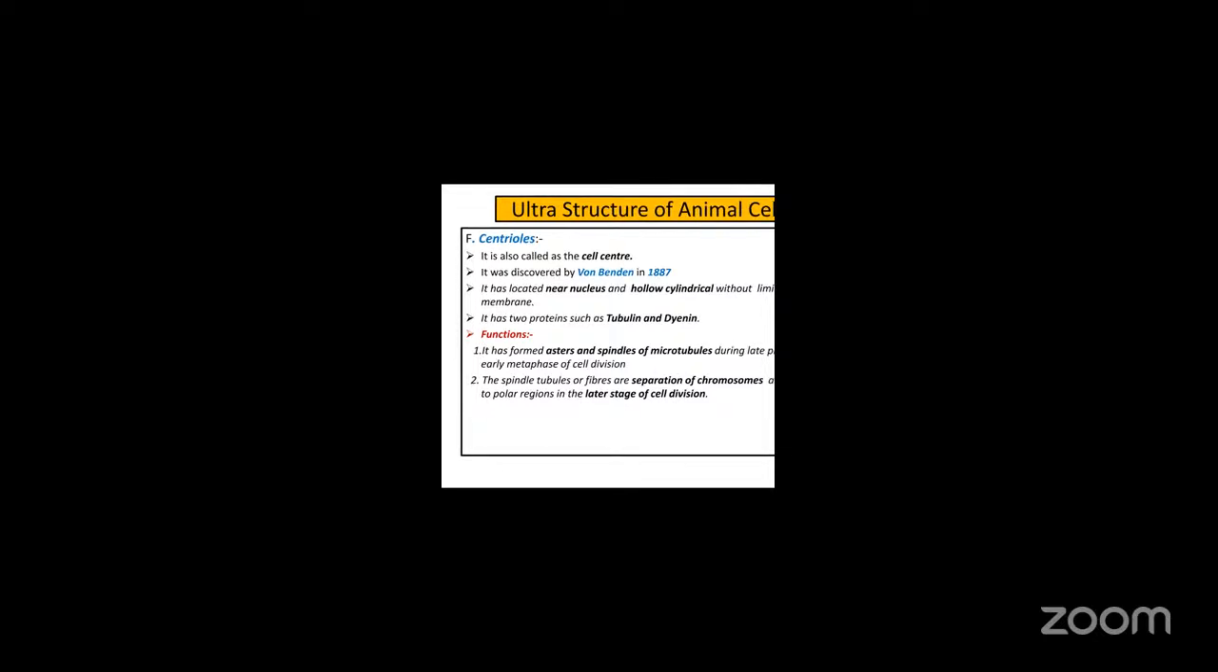The next is what? Centrioles. Now, if you talk about the centrioles, centrioles is also called the cell center. Just below the nucleus, you have certain structures which are called the cell centers. These centrioles, you don't find in the plant cell. You find them only in the animal cell. And this was discovered by von Brenden in the year 1887. Von Brenden was a scientist who discovered the centrioles.